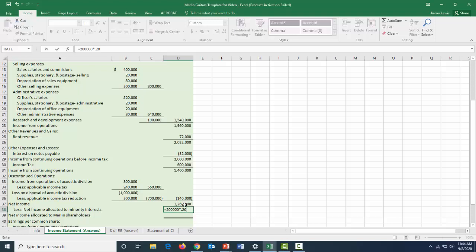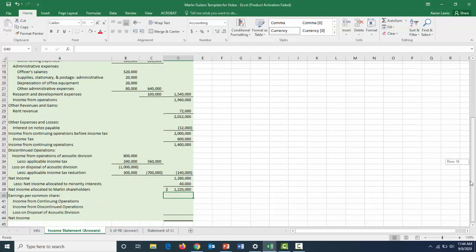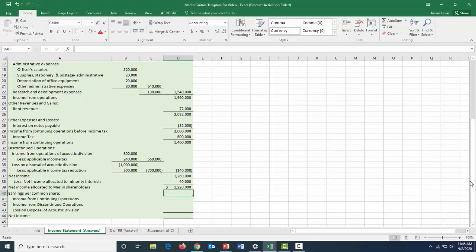So if we take the $200,000 in income that Gibbons Guitars had, multiply it by 0.20, the portion of the company that we do not own, we come up with $40,000. So our net income was $1,260,000, but $40,000 of that can't be allocated to our shareholders because it's going to these other interests, which means there's only $1,220,000 which can be allocated to our own shareholders. And that net income allocated to your company shareholders is the actual bottom line of the income statement.